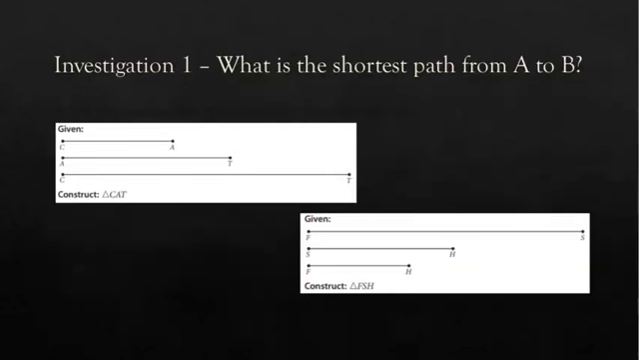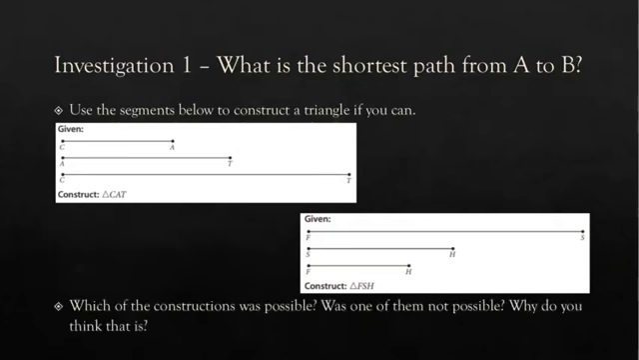What is the shortest path from A to B? This is our first investigation. First, you're going to use the segments below to construct a triangle if you can. Which of these was possible and which one was not possible? Why do you think that they were possible or not possible?